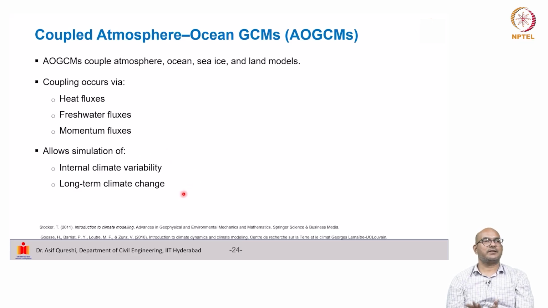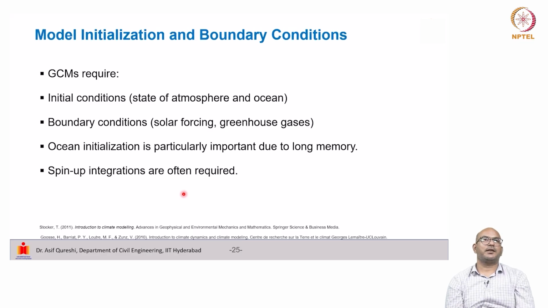Now, when we have descriptions of the different AGCM, OGCM, sea ice model, land surface model and the coupled AOGCM or the fully coupled GCM, we are looking for the initial and boundary conditions. All these models will require some initial conditions, which would be the initial state of atmosphere and oceans, for example, and if you have ice and land, then everything. So, initial conditions. Then what are the boundary conditions?